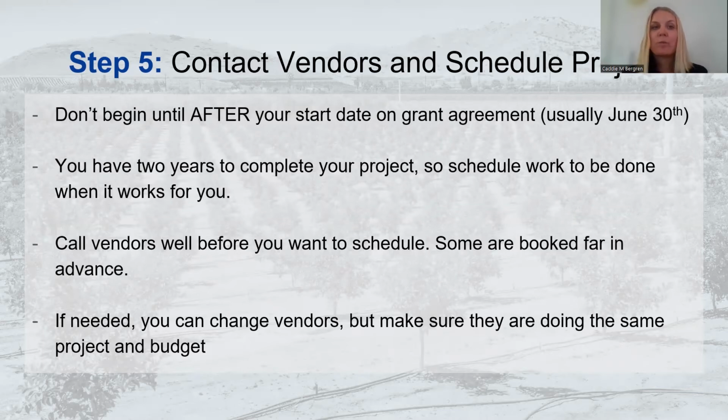For most folks, that's going to be June 30th or later. Just make sure you see what that start date is, and anytime after that is when you can begin your project. You have up to 2 years to complete the project, so please do not feel that you have to rush and get this all done during harvest season or be changing out your pump when you need to be irrigating every day. You can schedule this around what works for you and what works for your operation within the 2 years.